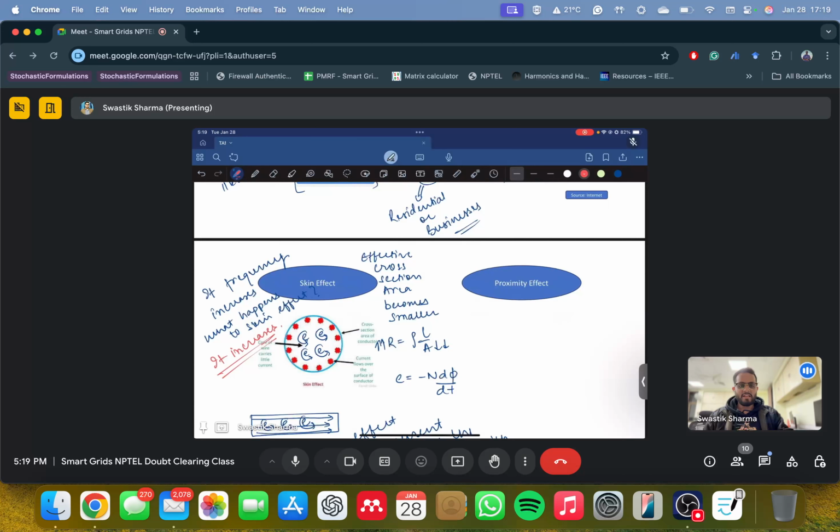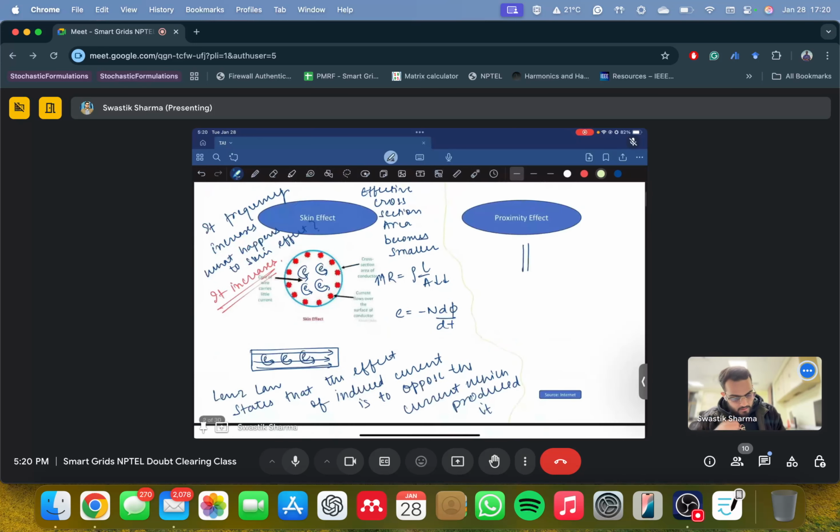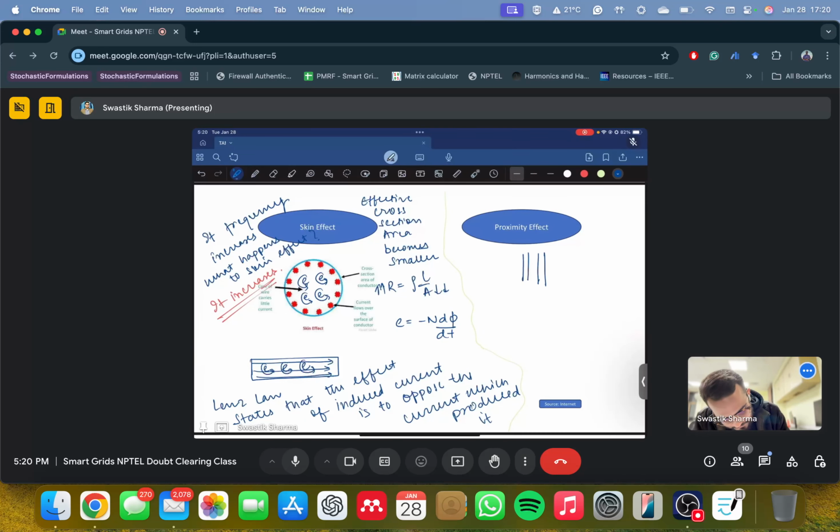Can anyone tell me what is proximity effect? Okay, so what do you understand by proximity? Proximity means in close contact, right? So let's say there are two conductors. They are not in contact, they are just kept very close to each other. Their proximal distance is very small.